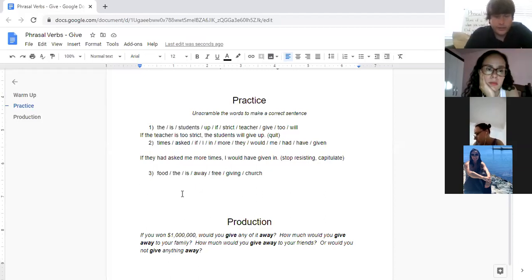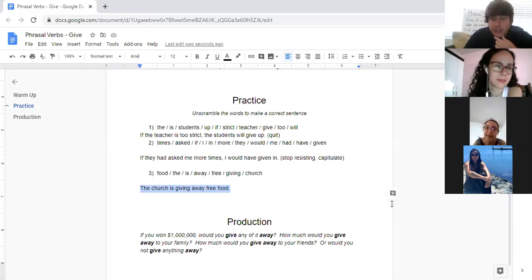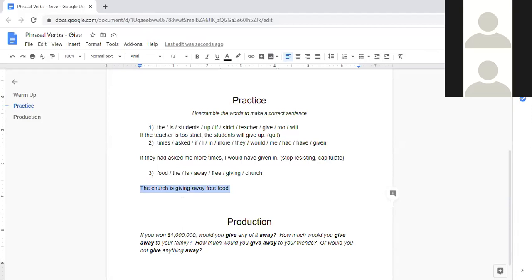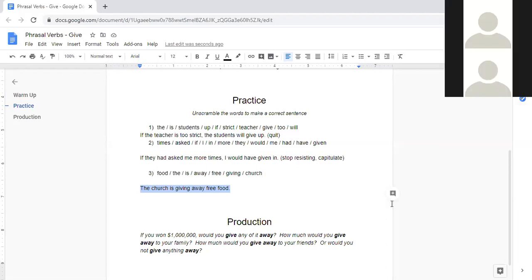The church is giving away free food. Good. Okay, good. That was absolutely perfect. Spring, since you just said the sentence correctly, I won't ask you to say it again, but Luciana, can you say the sentence, please? The church is giving away free food. Nice. Kasia? The church is giving away free food. Really good. Jessica? The church is giving away free food. Nice. Jawida? The church is giving away free food. Good. Bhavnik? The church is giving away free food.